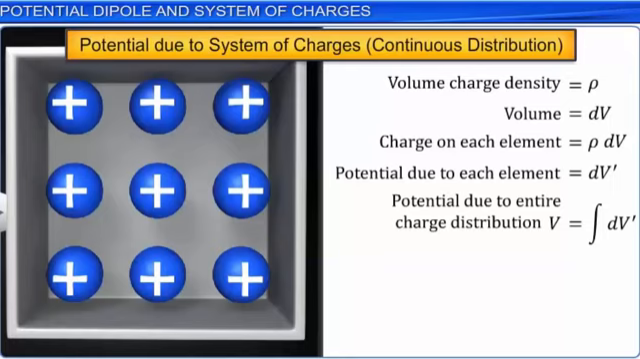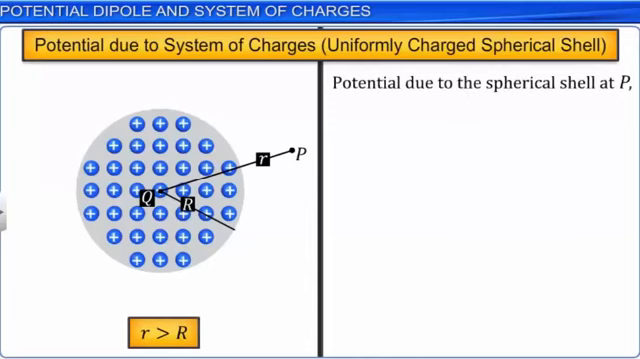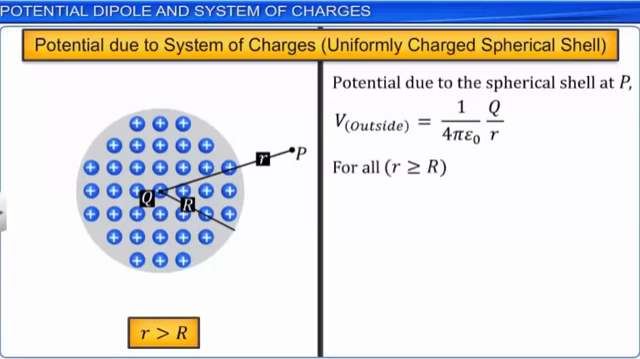Now let us look at an example of uniform charge distribution. Let us consider a uniformly charged spherical shell of radius R, with a charge q distributed over its surface. For any point P, which is at distance r greater than R, we have the potential due to the spherical shell at that point as V is equal to 1 by 4 pi epsilon naught q by r. This equation holds good for all points that lie on the sphere or outside the sphere. Let this be equation 9.